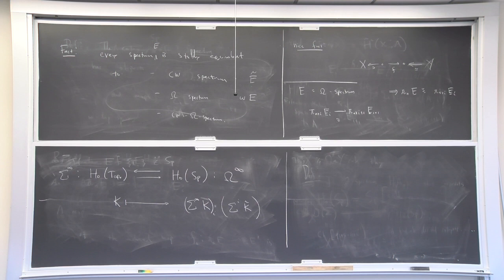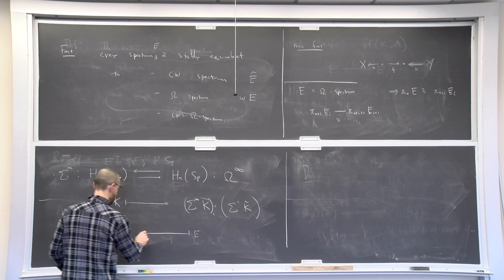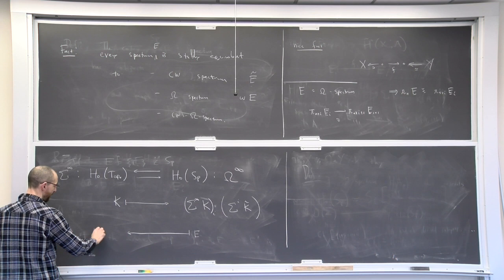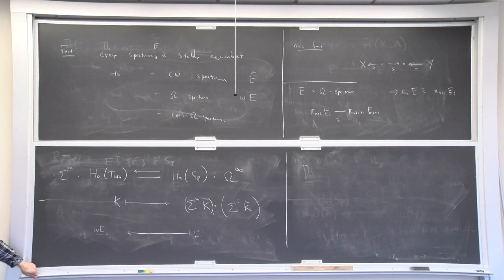Okay, and if you have a spectrum E, then what you do is you take the zeroth space of the omega spectrum. And that's omega infinity.